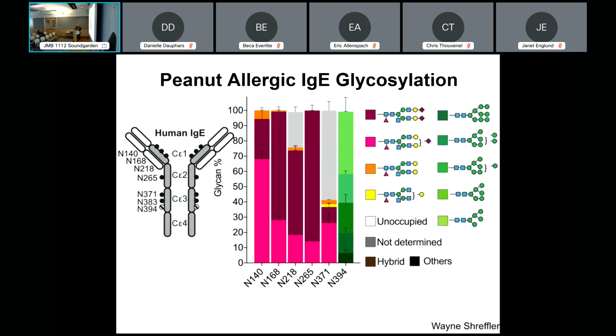And so the results are shown here. This is total IgE from an allergic patient. You can see that the conserved site at 394 has these oligomannose glycans exclusively. These are formed very early in the N-linked glycosylation pathway, which is shown here. Essentially this N383 site is not occupied. N371 is partially occupied, but all of the sites except for N394 have a ton of sialic acid. So they're either mono- or disialylated glycans that have the complex biantennary structure.